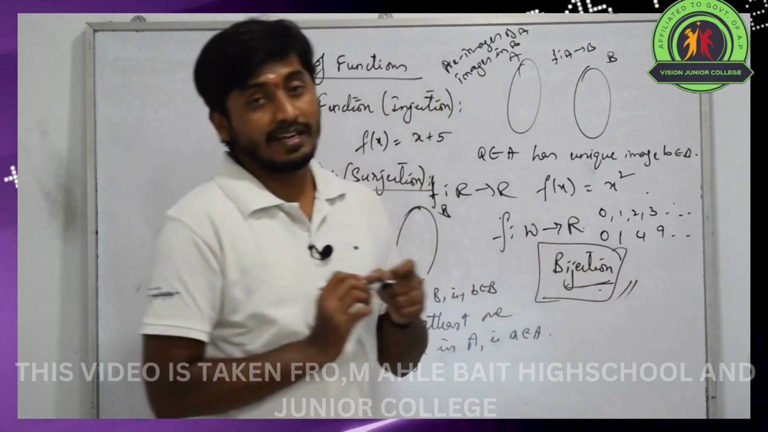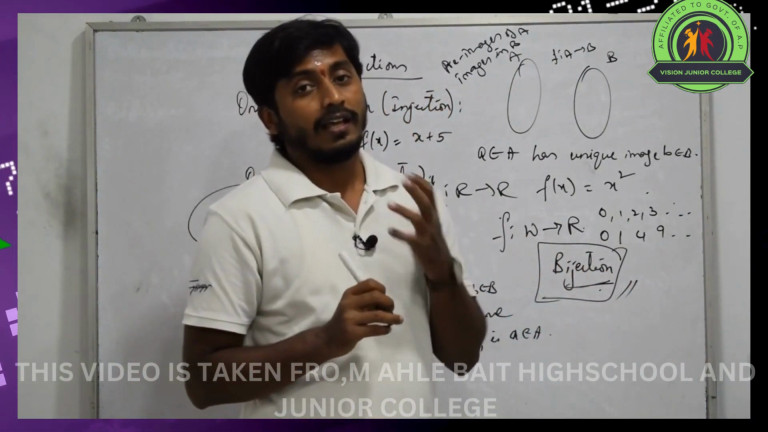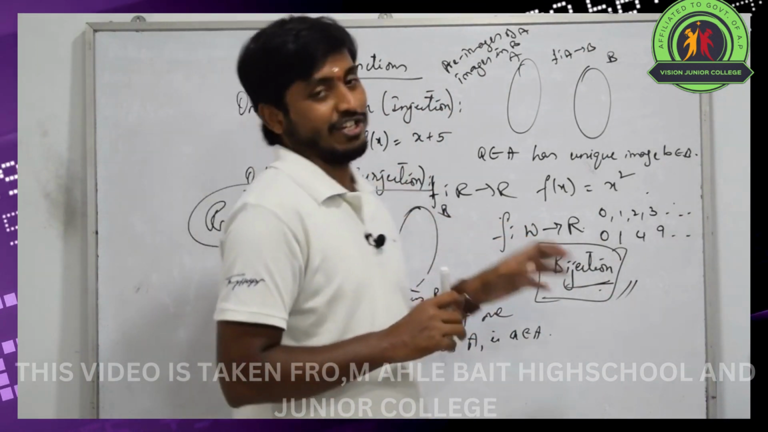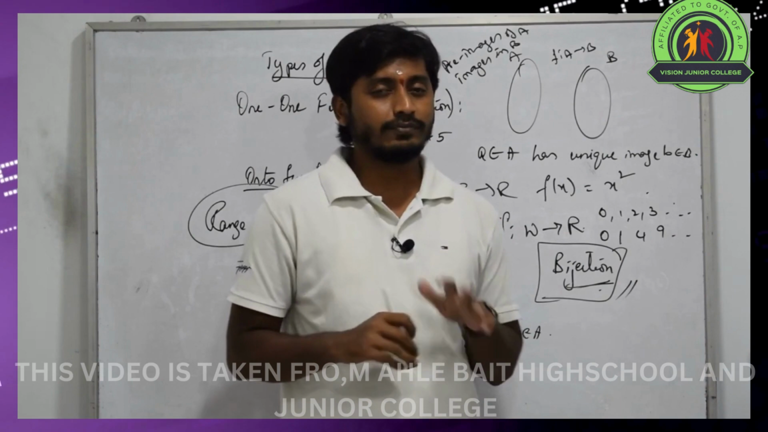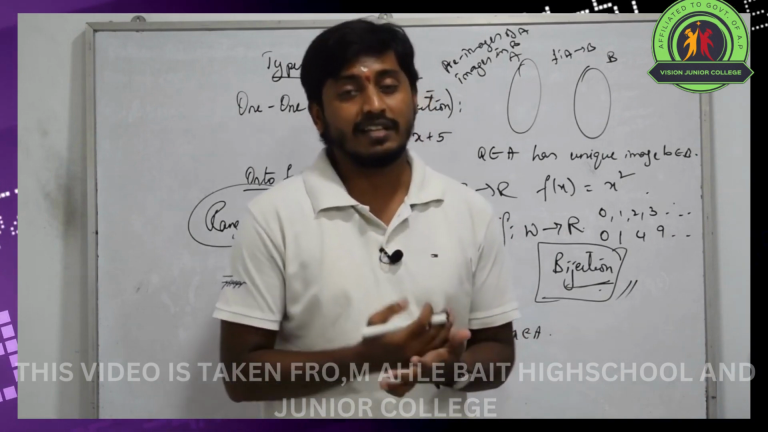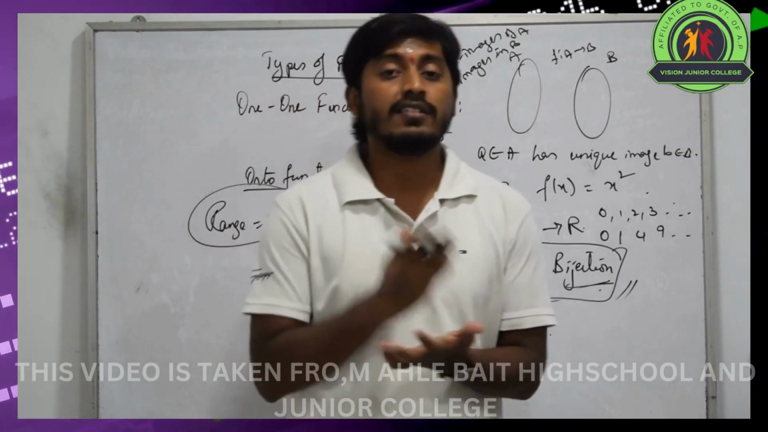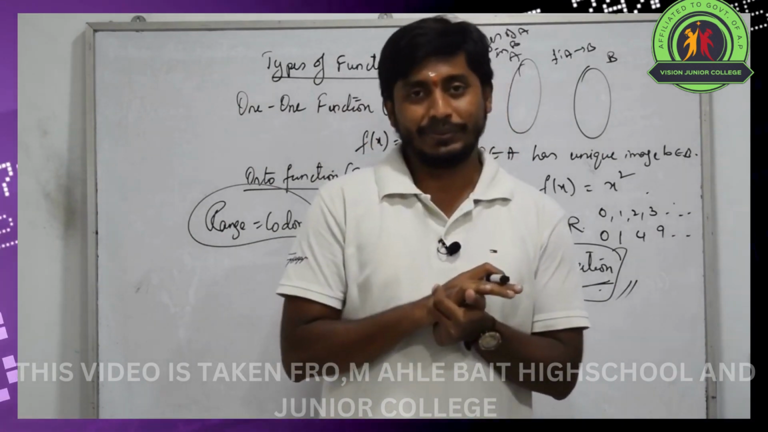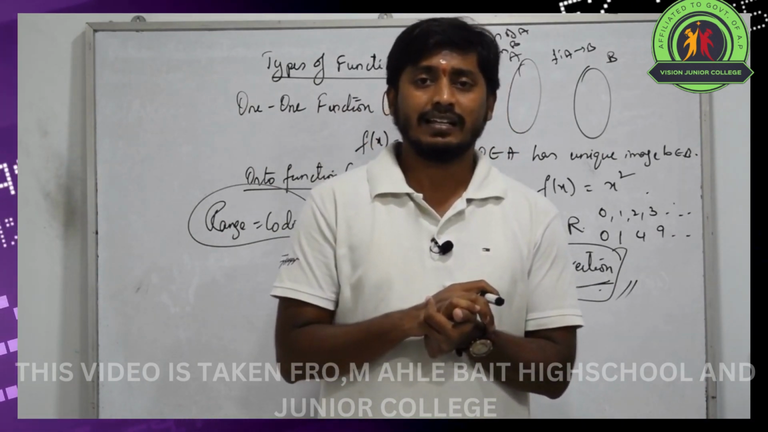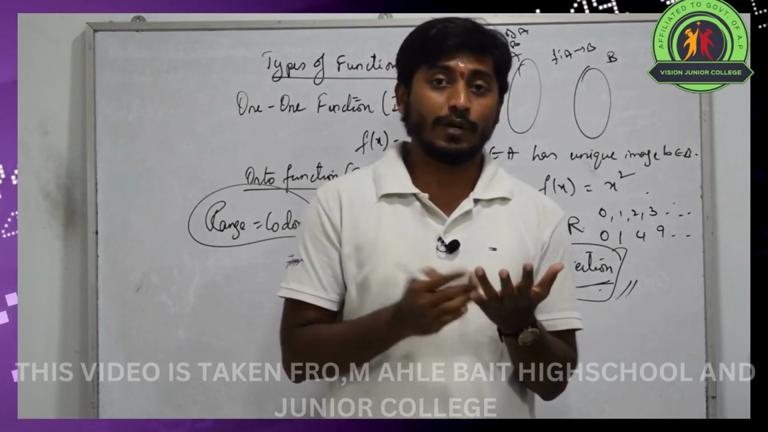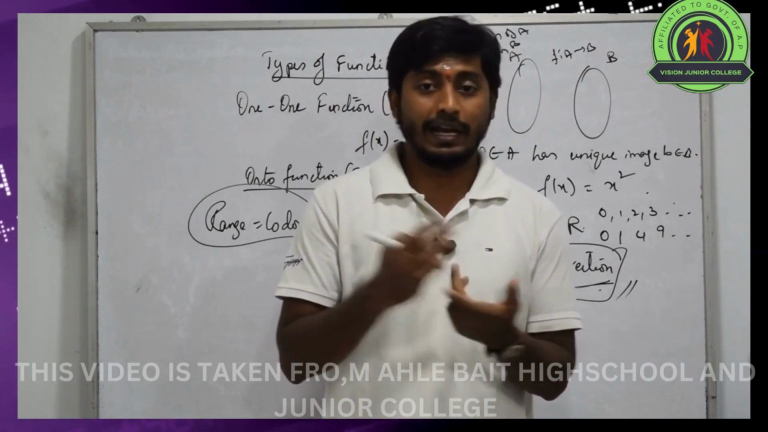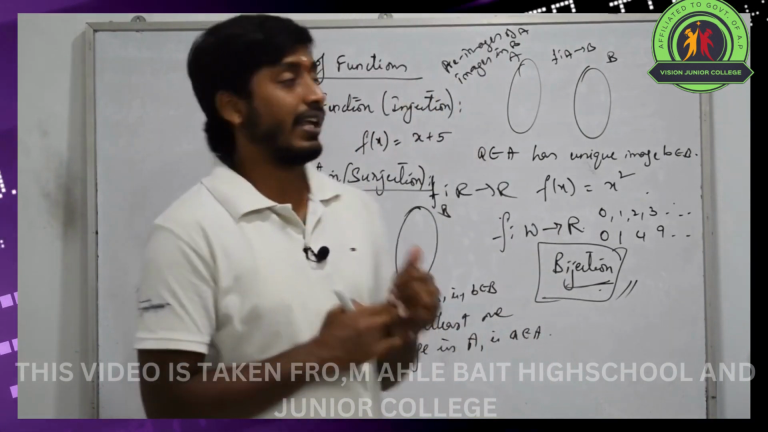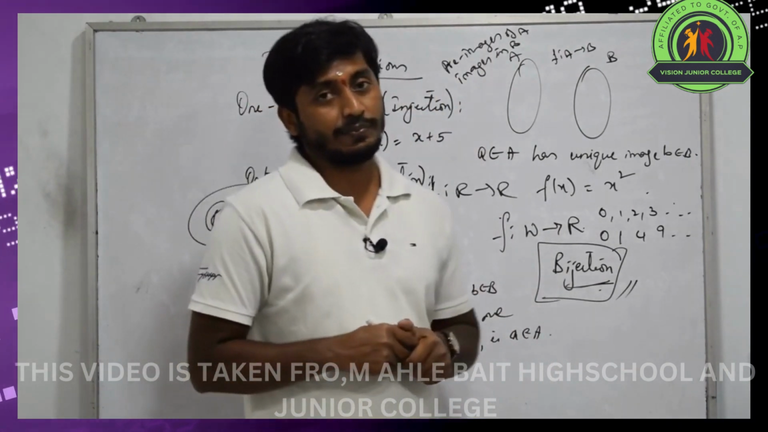A function is said to be a bijection if it is both 1-1 and surjection. Clear? Did you understand? A function is said to be bijection if it is both 1-1 and onto. What all functions did we learn? 1-1, onto and bijection. Clear? Next, one more function is the inverse function.